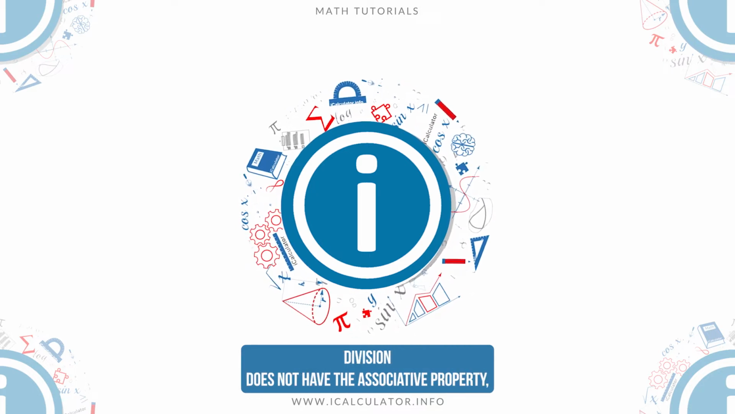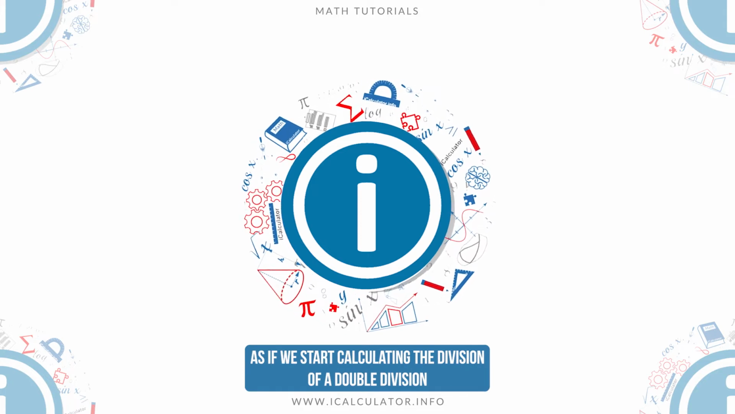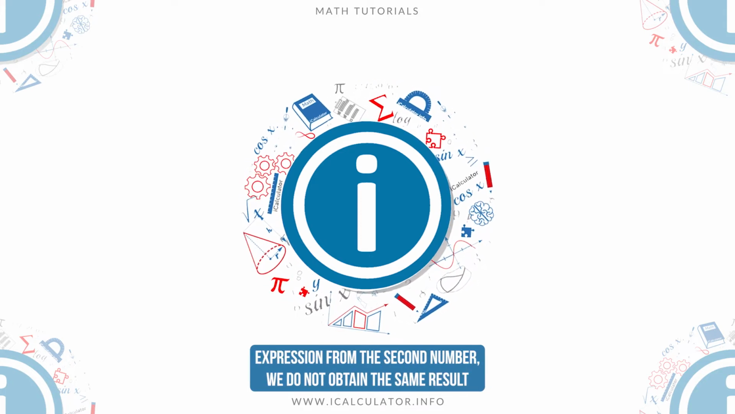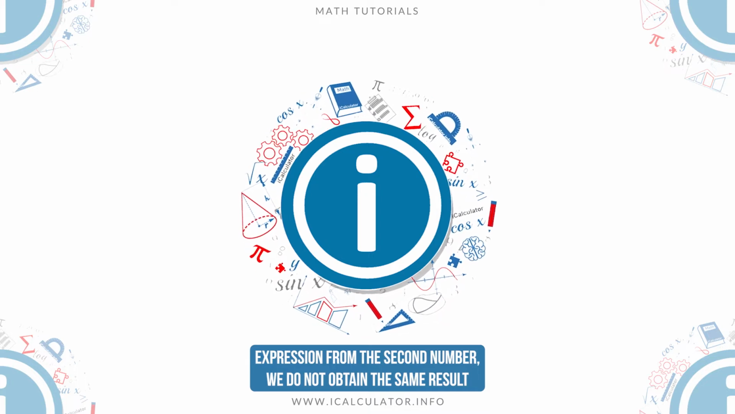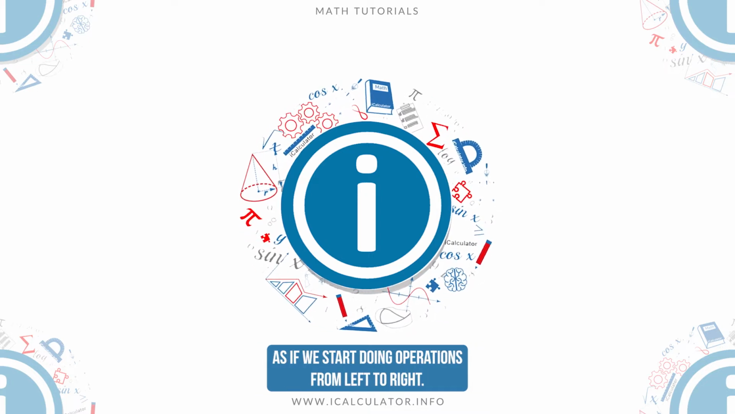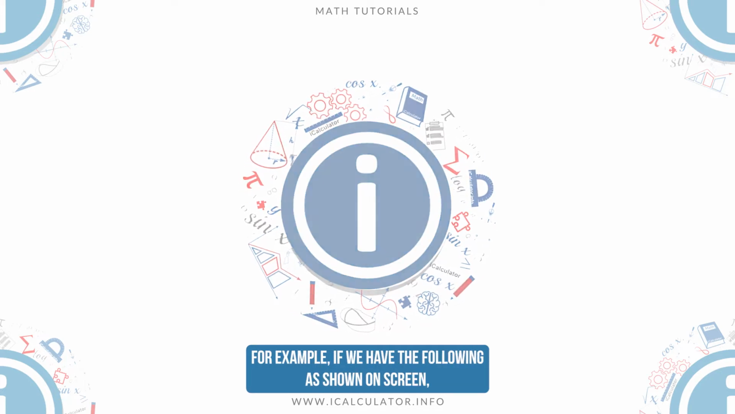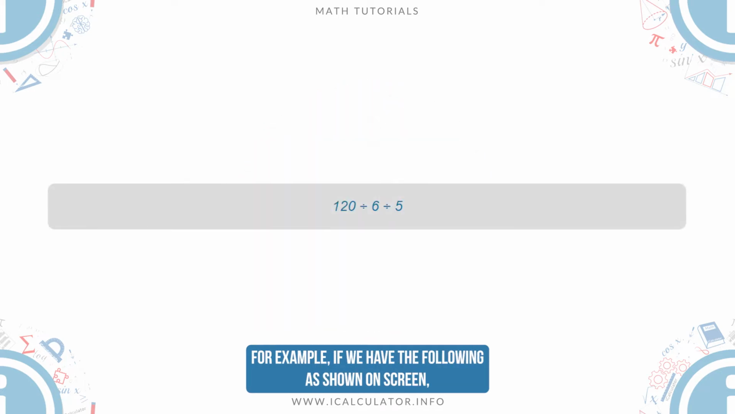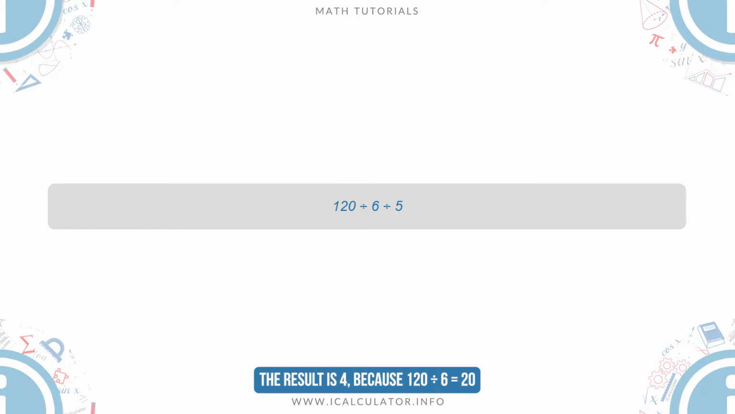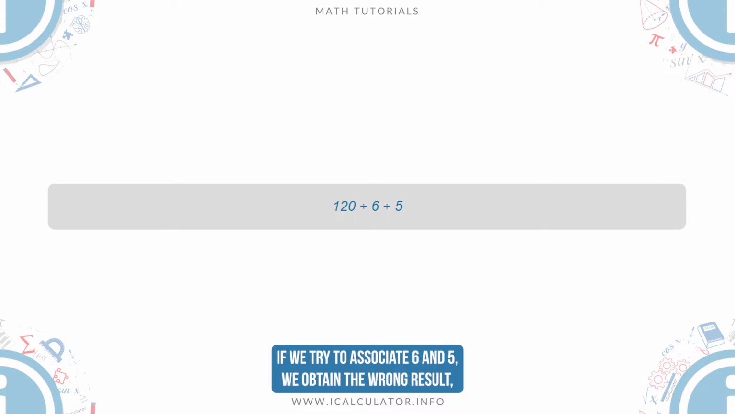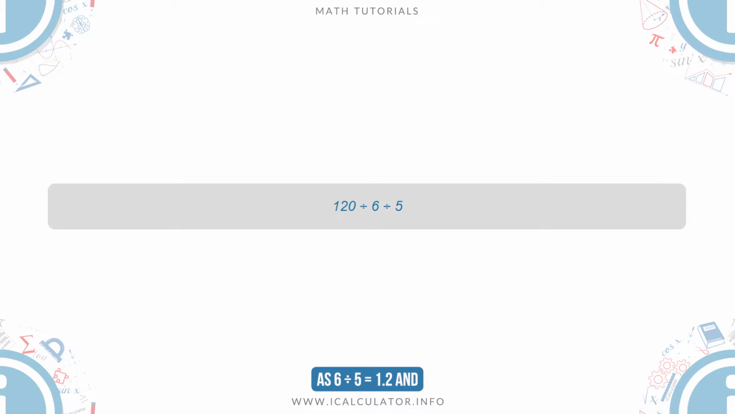Division does not have the associative property, as if we start calculating the division of a double division expression from the second number, we do not obtain the same result as if we start doing operations from left to right. For example, if we have the following as shown on screen, the result is 4, because 120 divided by 6 equals 20 and 20 divided by 5 equals 4. If we try to associate 6 and 5, we obtain the wrong result, as 6 divided by 5 equals 1.2 and 120 divided by 1.2 equals 100.